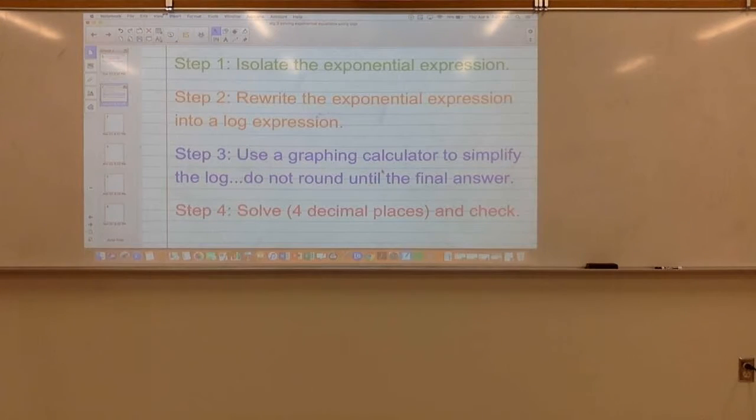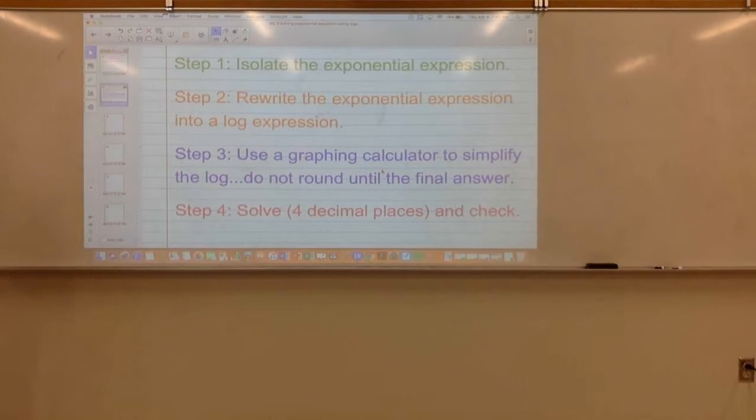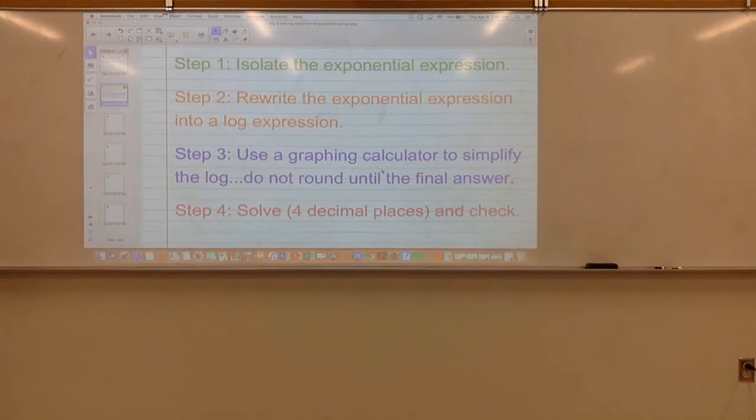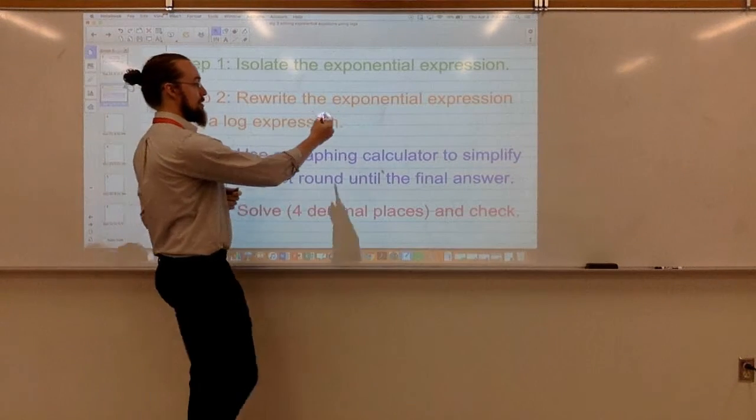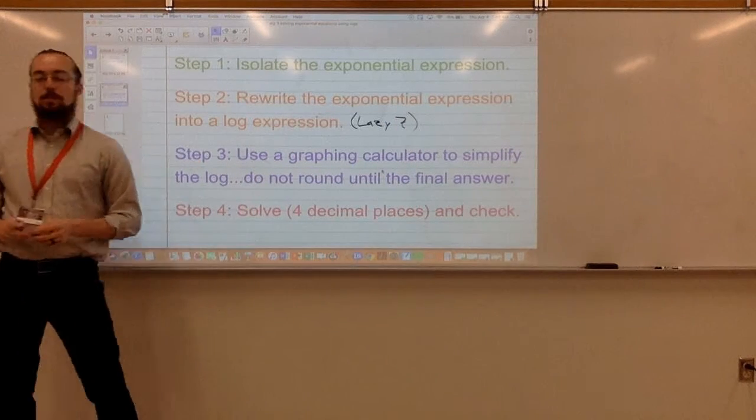Okay? So the first thing that we want to do, and the ones that we're going to look at today, there's only going to be one exponential expression. It's going to be like an exponential that's equal to a number. So the first thing we want to do is isolate the exponential expression. We could be adding or subtracting something to it or multiplying it by something. But we need to move that value to the other side of the equation. Okay, then the key to solve, we're going to rewrite the exponential expression into a log expression, that lazy 7 thing. We're going to use lazy 7 today. So if you want to make a note, step 2 means lazy 7.